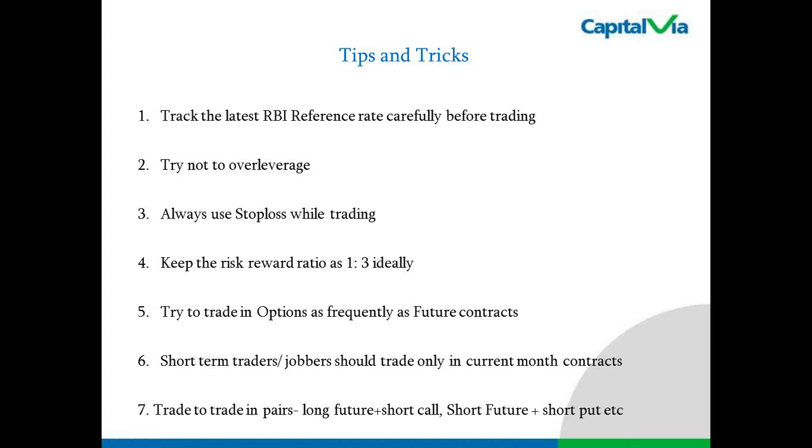Try never to over leverage. You should never over leverage in the markets, which means that if you have capital equivalent to buy 10 lots, you should always buy 7 lots. That 3 lots' worth of margin you should keep for the M2M side, because you also have to be very clear that M2M is levied in that particular instrument. You should always use stop loss while trading. Keep your risk reward ratio at 1:3, which means if you're ready to lose 1 rupee, you should be aiming at gaining 3 rupees or vice versa.